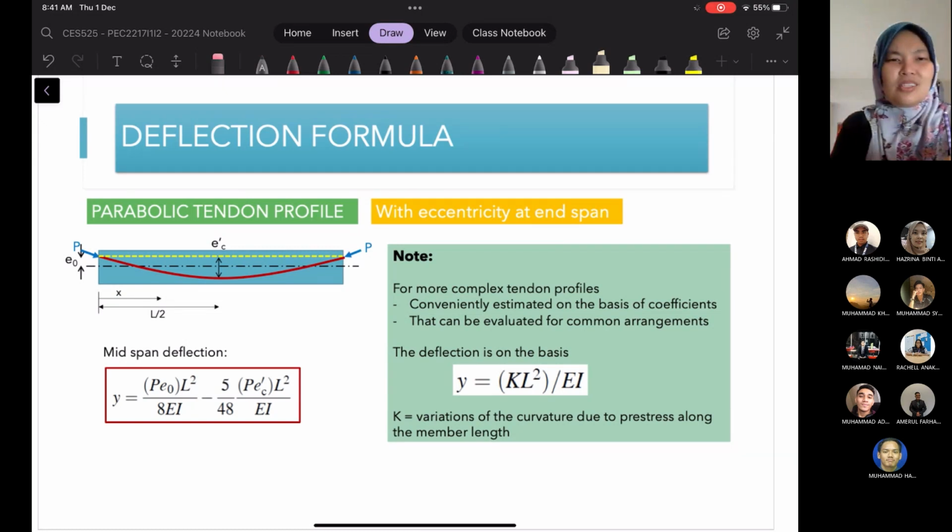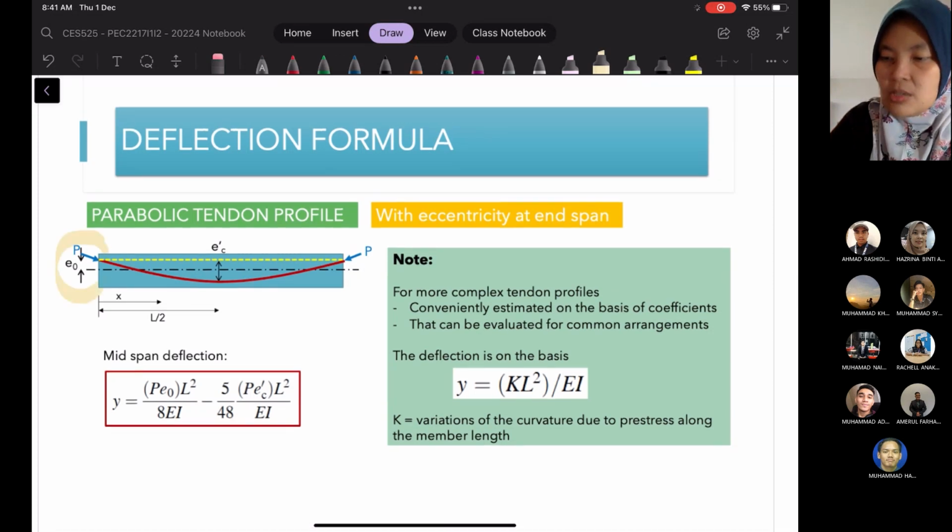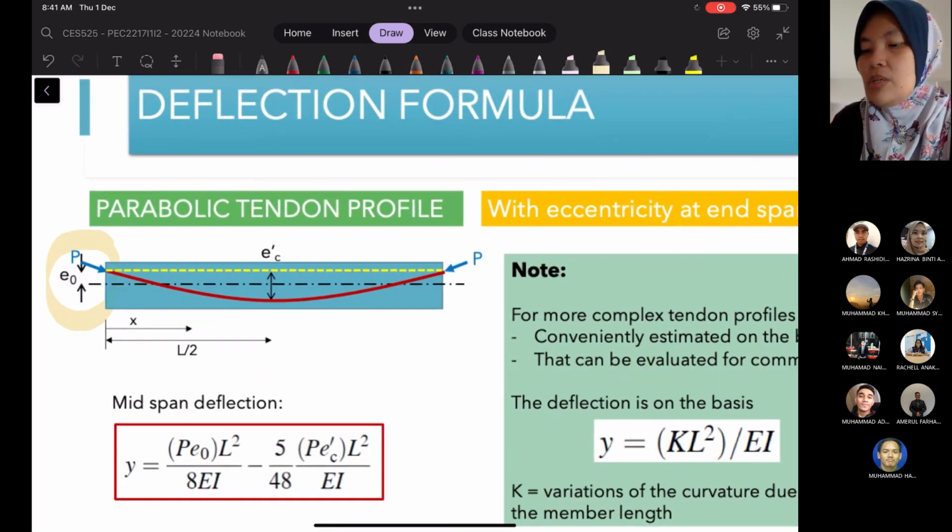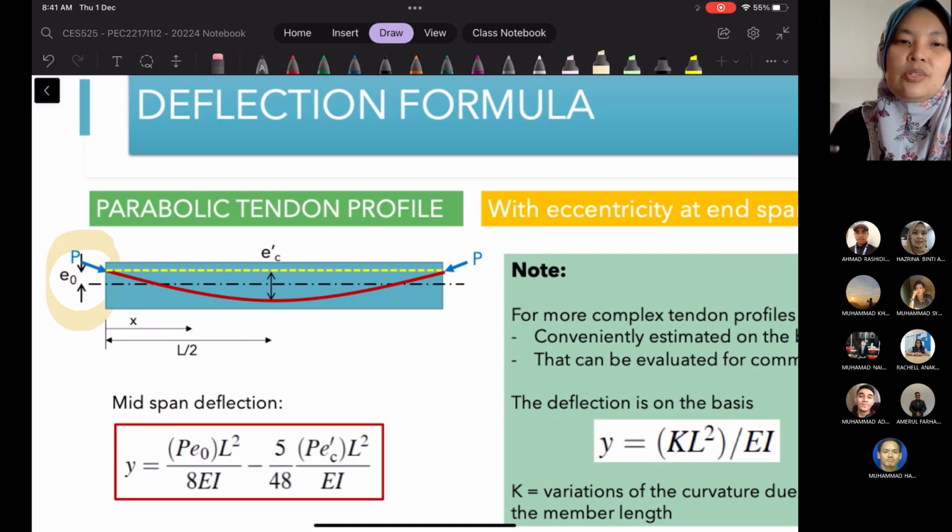Okay, so next. What we saw earlier was a parabolic tendon profile where at the end the eccentricity is equal to 0. This is another one whereby we do not have a zero eccentricity at the ends. Look here, we are going to have a value of eccentricity as well at the ends of our beam. So the ends also have eccentricity. It is not directly on top of the neutral axis. However, we have the value of eccentricity at the end.